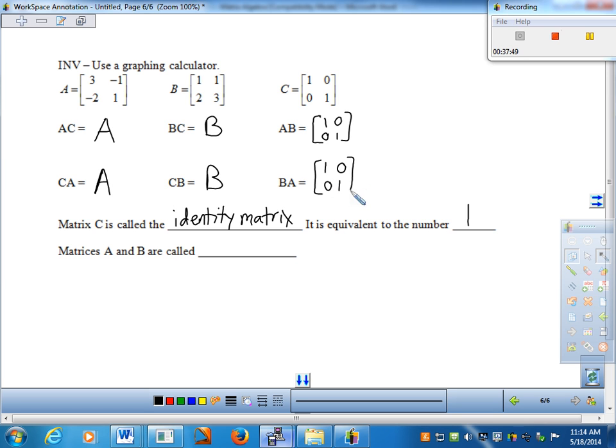So here is the great question. Look at the relationship. How shall I say this? What is the relationship between A and B? If they multiply essentially to the identity matrix, which is really just equivalent to the number 1, what would we call these guys?